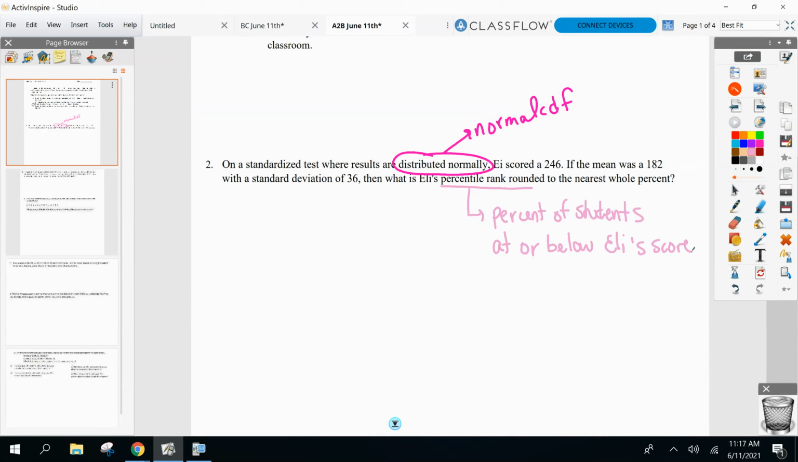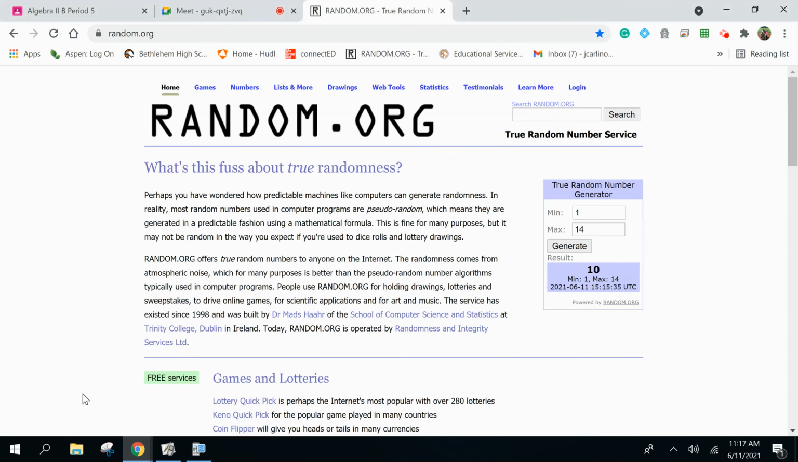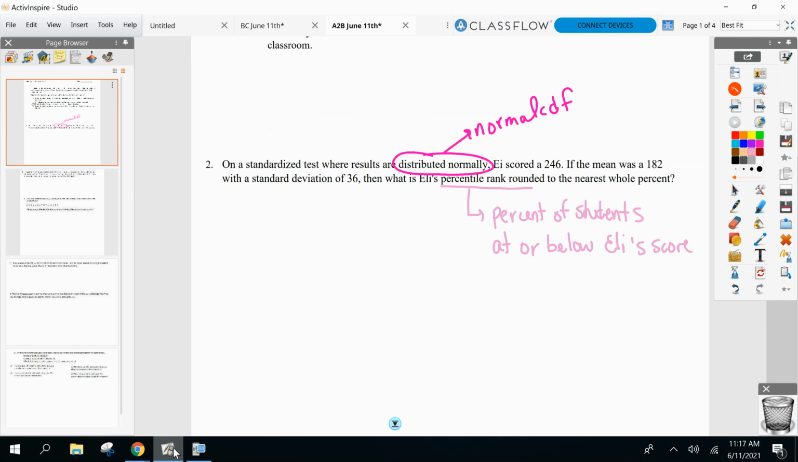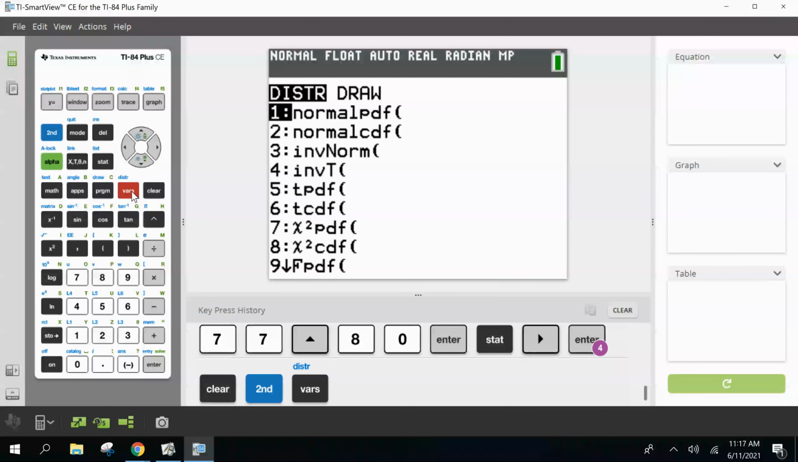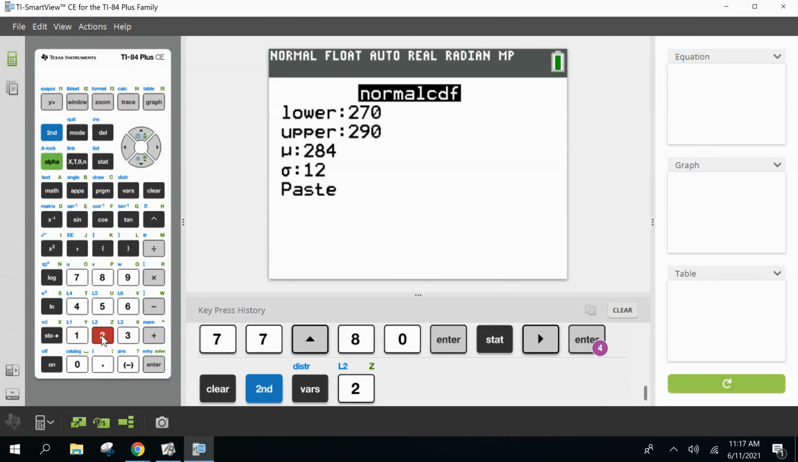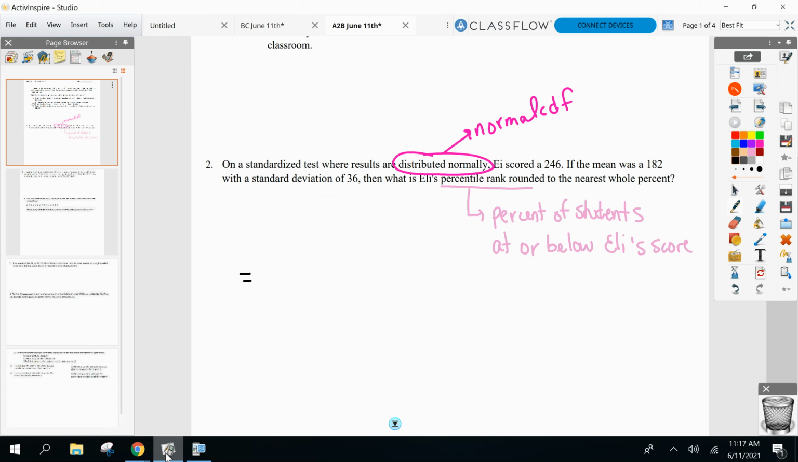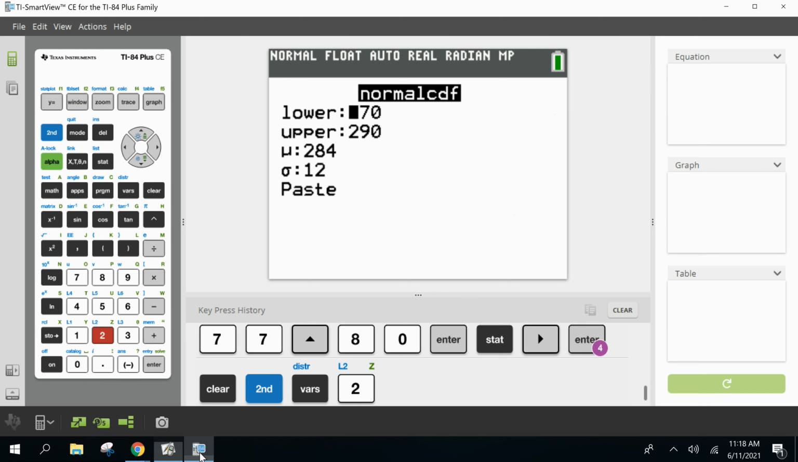All right, here you go. Who's up helping me with this one? Caroline, one more time. You get three maximum. This is a normal CDF problem. Caroline, where do I go in my calculator to access this? Second vars, choice 2. Now think about this carefully, Caroline, because this is the toughest part of these problems. If I need the percent of scores that are 246 or below, what's going to be my lower? -1E99. Good, 246 and anything below.